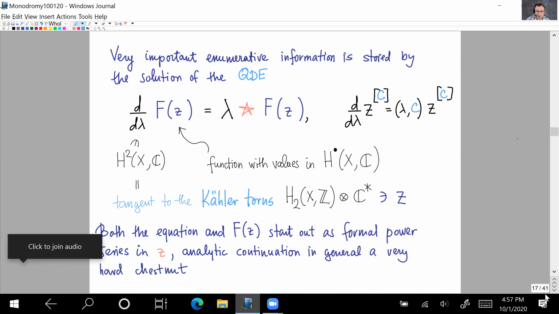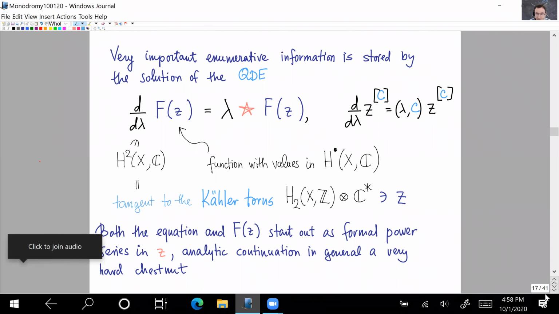So very important information is stored by the solution of what's called this quantum differential equation or the Brodin connection. And the equation is written deceptively simply. It says that the derivative of my function, which is a function on a torus modeled on H upper 2, and in particular the constant tangent vector fields to that torus are H upper 2 of x.